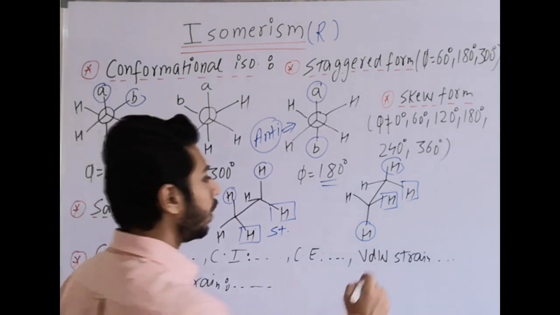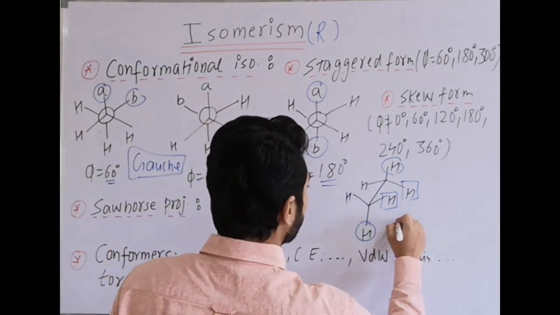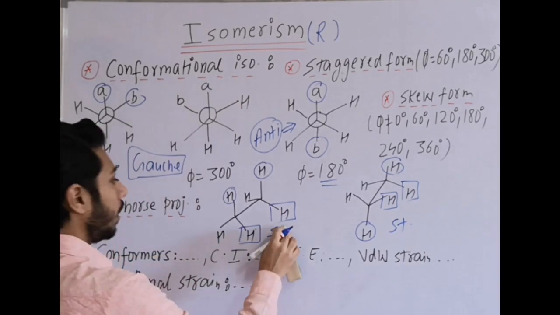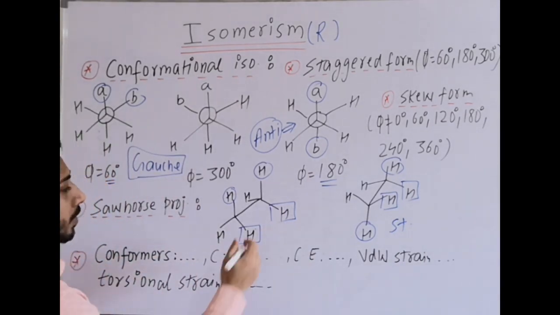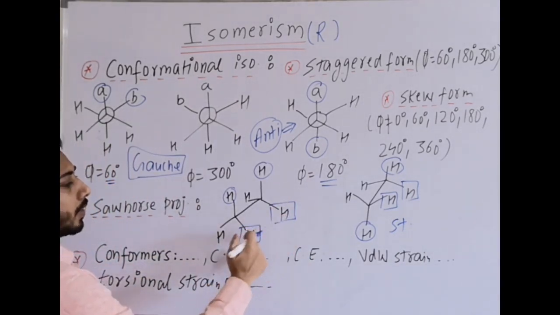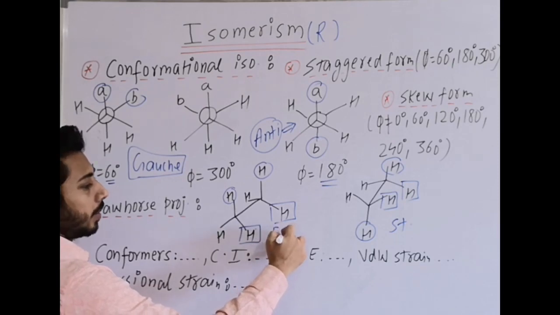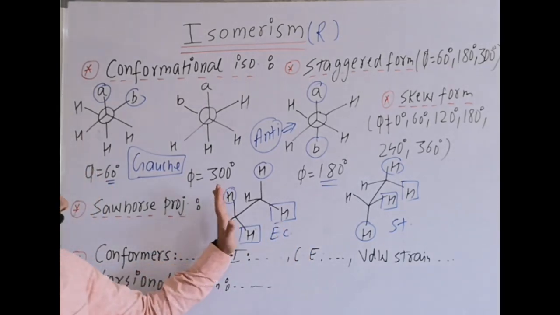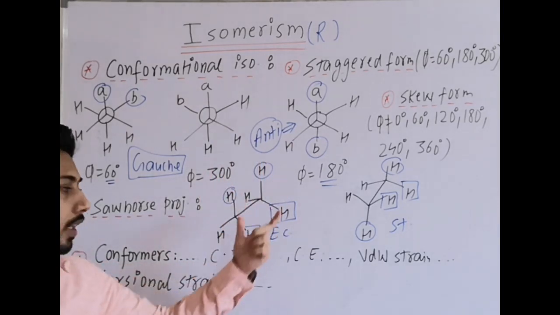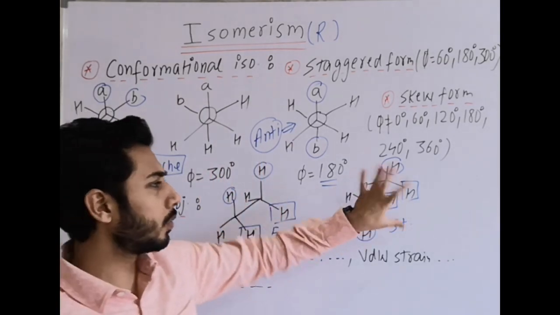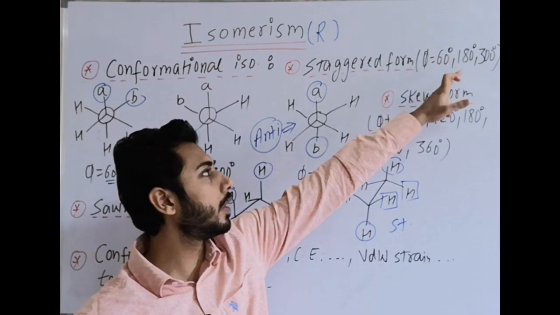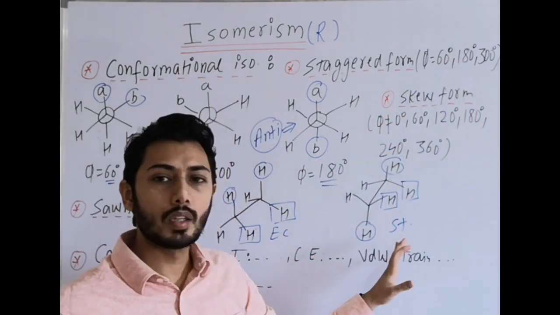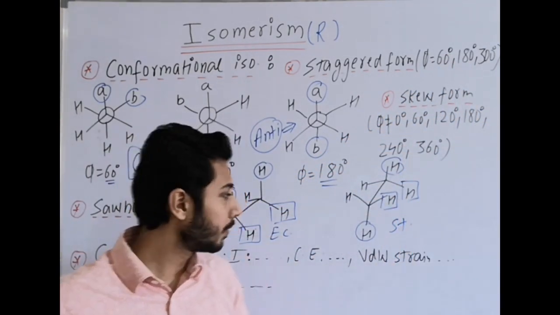So this is which form? Sorry, this is staggered form, and what I told earlier by mistake, that it is exactly in front of each other, that is eclipse form. So in Sawhorse, if the groups are exactly in front of each other, it is eclipse form. If they are rotated by which angle? By 60 degree, by 180 or by 300, they are simply termed as staggered form.